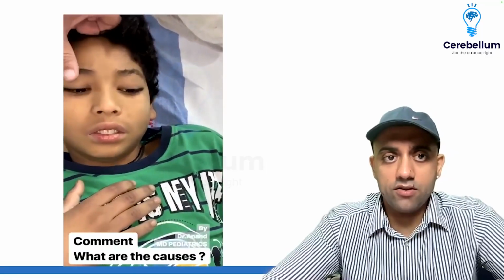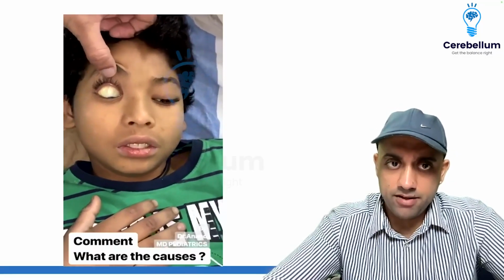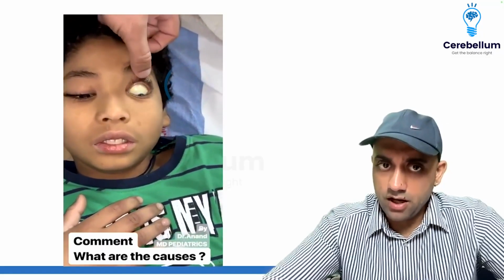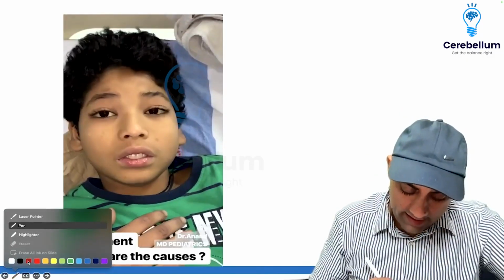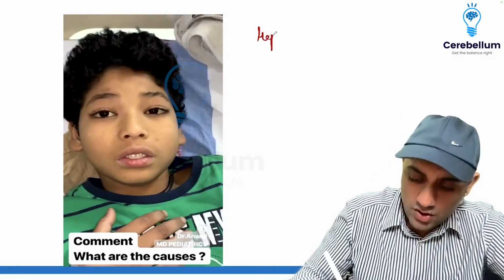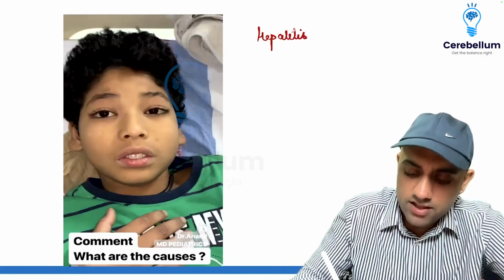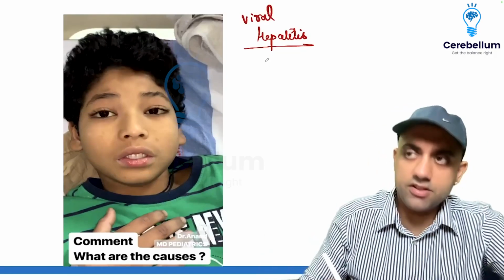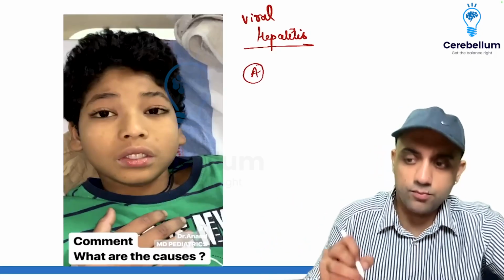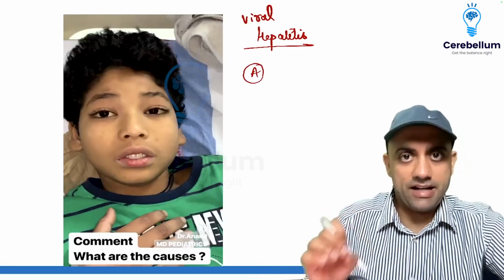Next question. This 7-year-old child came with these complaints. Can you appreciate this yellowishness on the eyes, on the sclera? A classical case of jaundice, and one of the more important causes of jaundice is viral hepatitis. Which is the most common viral hepatitis? Hepatitis A is the most common cause.